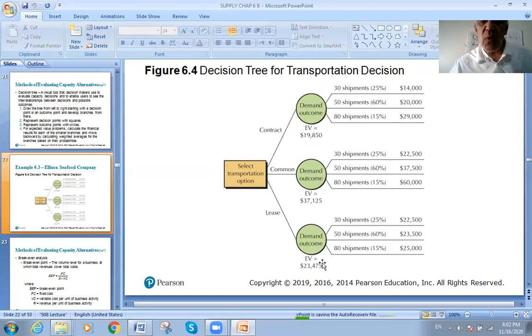Same thing. Why did we say this is a decision point? Because we will have three alternatives. If it is revenues, I'm saying again, if the case is a revenue, then you will choose the highest number. If the case was costs, then you will choose the lowest cost. That's the difference between the two cases.